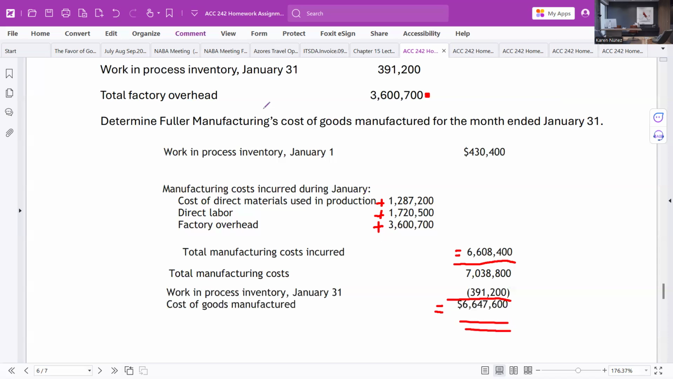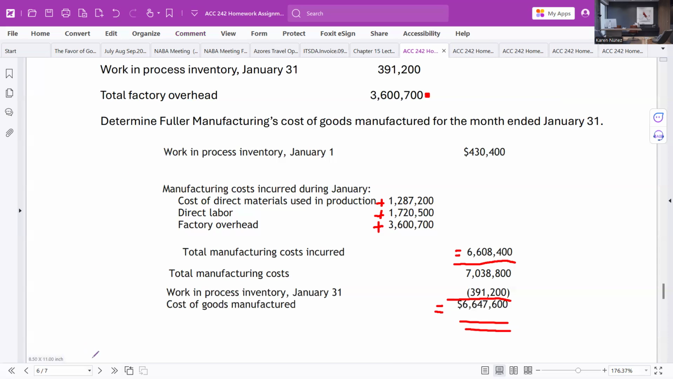So when we look at an inventory account again, our focus is on what we start with at the beginning of the period. We add something in, that gives us what's available, subtract what we have at the end of the period, and that gives us the cost of what we've used. The cost, in this case, of those goods manufactured.